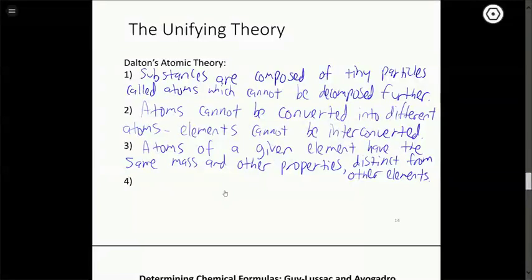Now, just to let the cat out of the bag, the one part of this that's not 100% true is that all of the atoms of a given element do not necessarily have the same mass. We'll talk about that next time. Those are called isotopes. But they do have some distinct properties and other features that are unique for that element. So it's not 100% wrong, this statement here, but it's a little bit too simple. But that's one of the parts of Dalton's theory.